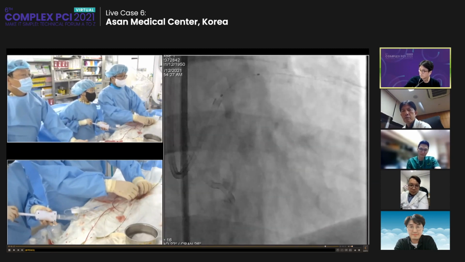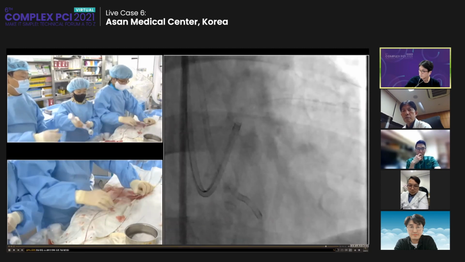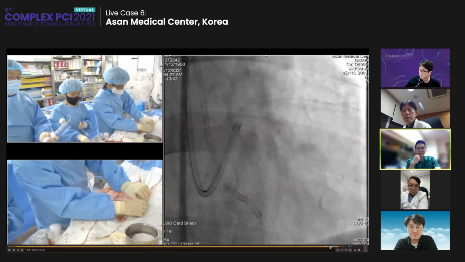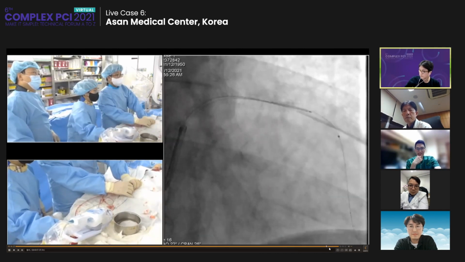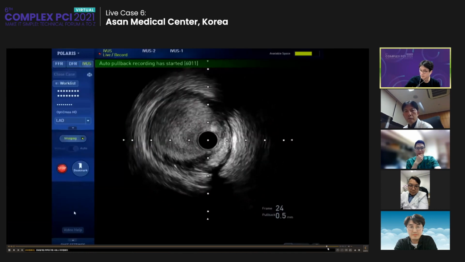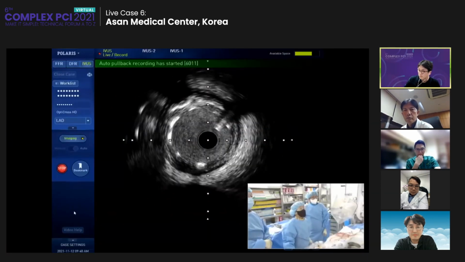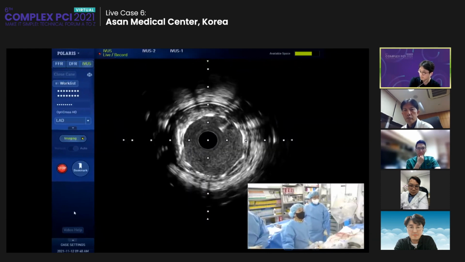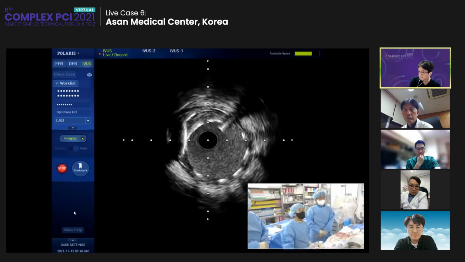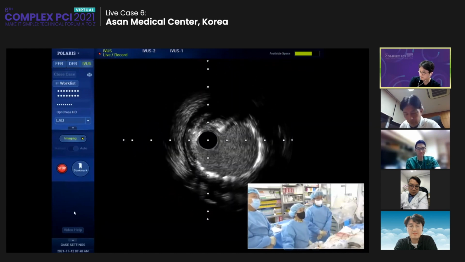Okay, please give another intracoronary nitro. So what size is the stent now? Is it 4 or 3.5? Okay, let's go. And I think this is the final one. This is the edge of the stent. Okay, there's no malapposition. The stent is well expanded here. Okay, this is the CTO segment itself.